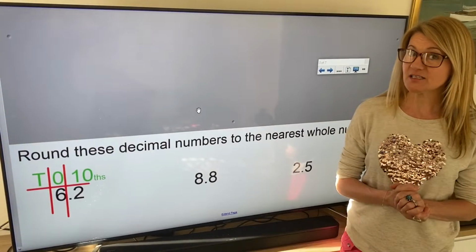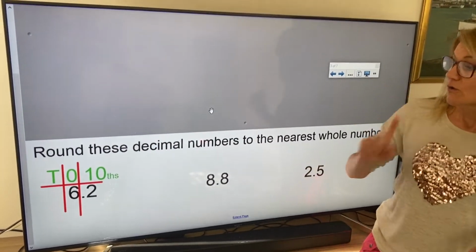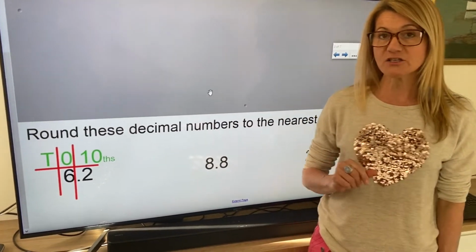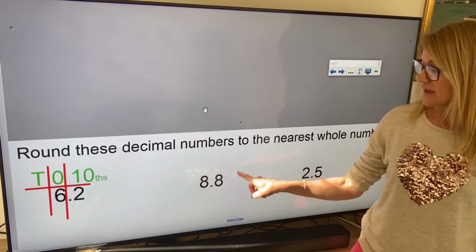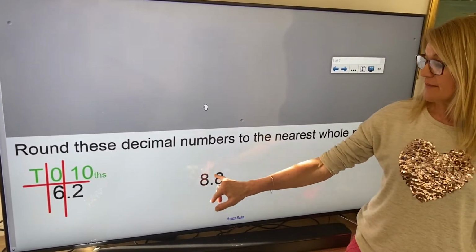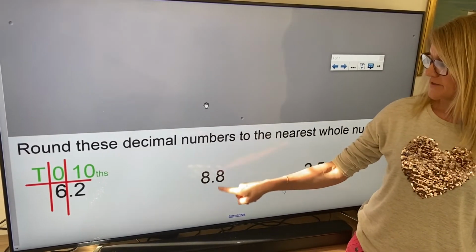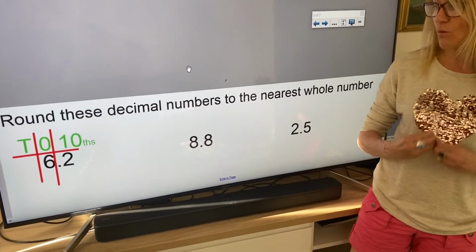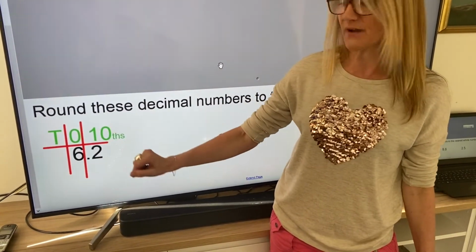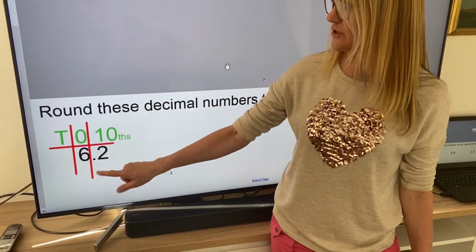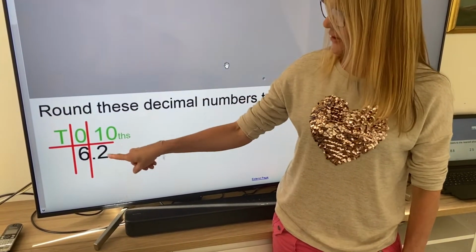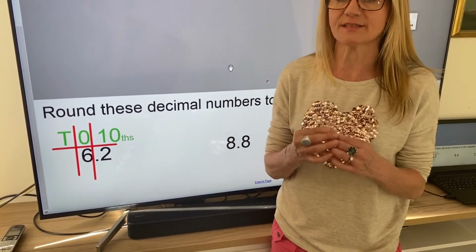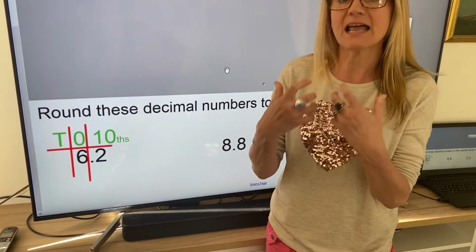For something a little bit trickier. We are going to round these decimal numbers to the nearest whole number. Now, let's just remind ourselves about decimal numbers. A decimal number has a whole number, the decimal point, and anything that side of the decimal point is less than 1. So if we look at our place value chart here, we have 6.2. The 6 is in the ones column, the 2 is in the tenths column. That means it's 2/10 of a whole number. So it's less than a whole number.